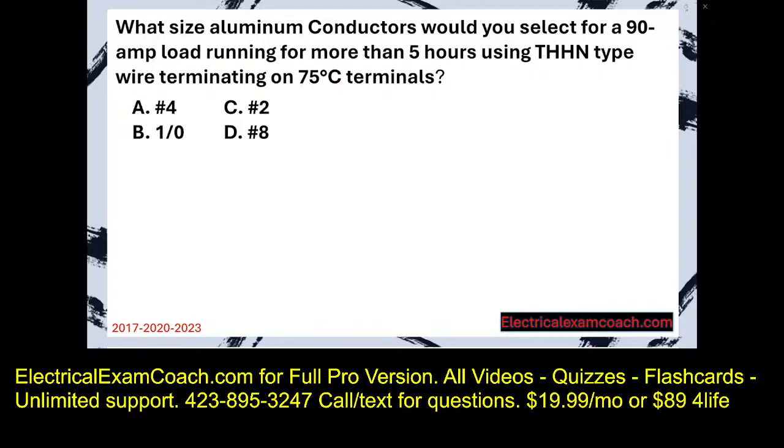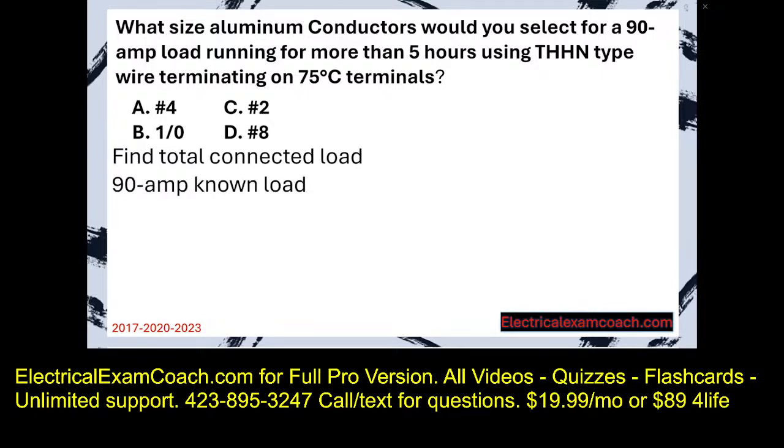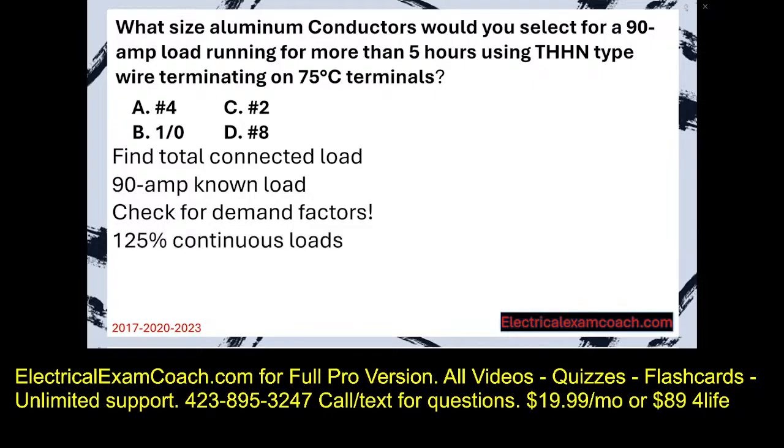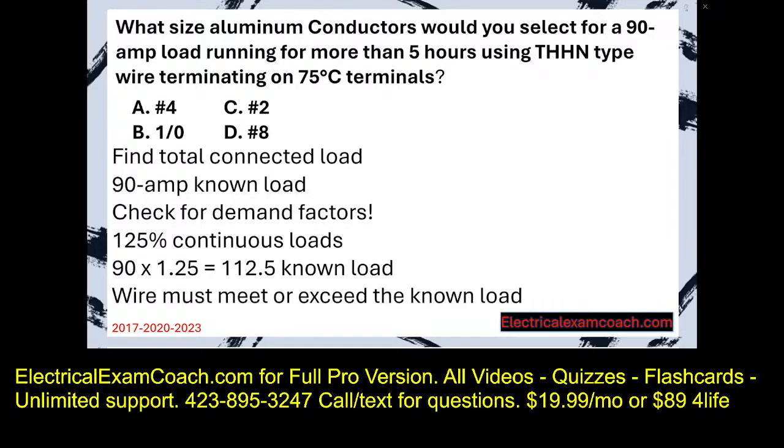What size aluminum conductors would you select for a 90 amp load running for more than 5 hours using THHN type wire terminating on 75° C terminals? Step 1, find the total connected load. Well, our starting known load is going to be 90 amps, but we must check for demand factors. In this case, we find out it's a continuous load. We're going to do our continuous load math. We take our starting known load multiplied by 1.25, and that's going to give us a new known load of 112.5 amps. Now, we have to remember that all of our wire must meet or exceed the known load.